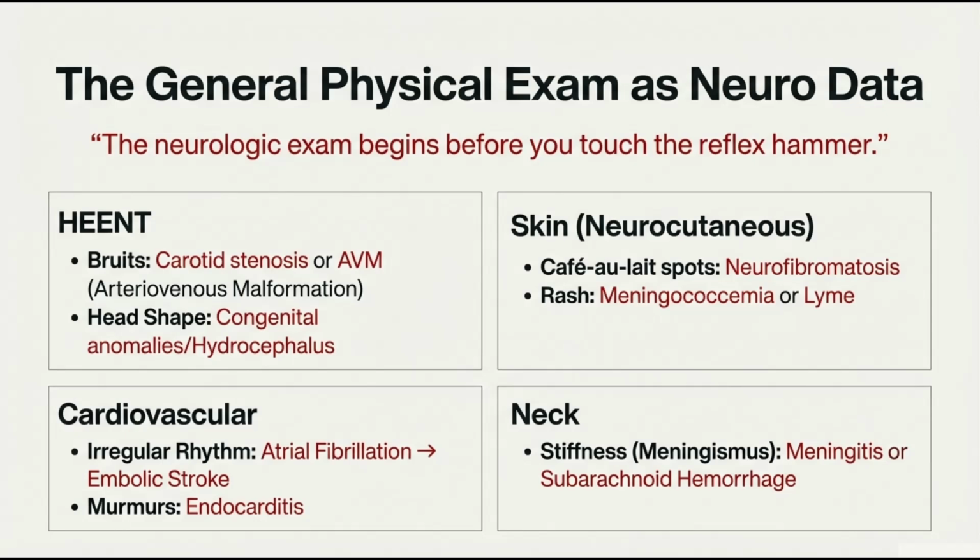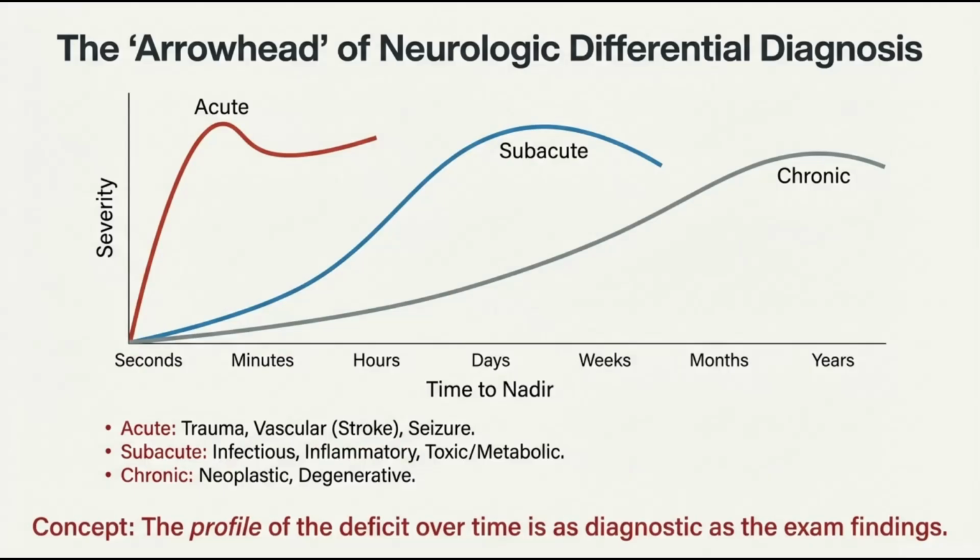Okay, now we get to put it all together. Slide 12, the arrowhead of neurologic differential diagnosis. This is where we move to the what-is-it phase. This is Blumenfeld's graphical masterpiece. It's so brilliant. It maps the etiology, the cause, against the time course of the illness. The shape of the curve on the graph tells you the pathology.